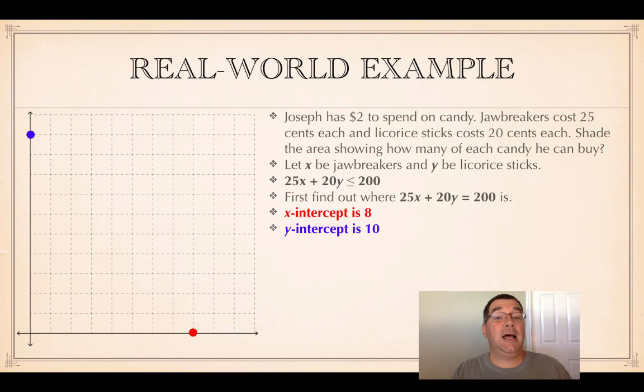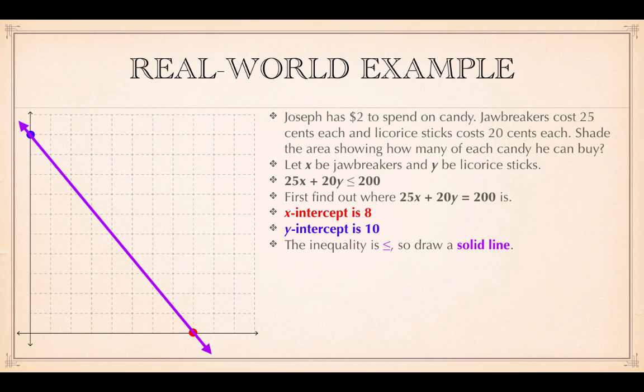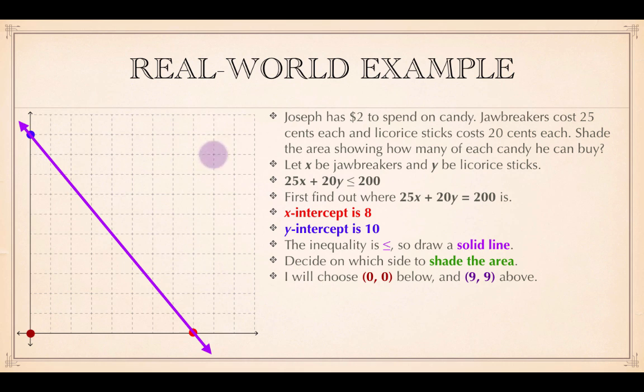But is it a dotted line or is it a solid line? Well, the inequality is less than or equal to, and because it's or equal to, I draw a solid line. So there's my solid line. I need to decide whether to shade above or below that line. So I'm going to choose (0, 0) and (9, 9). Just some random points that are above and below the line.